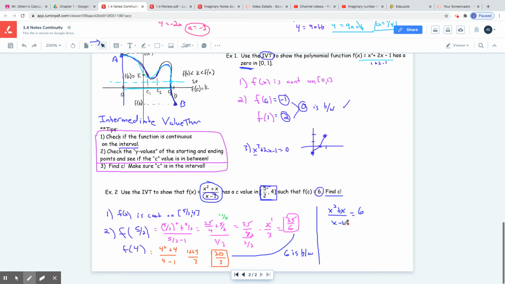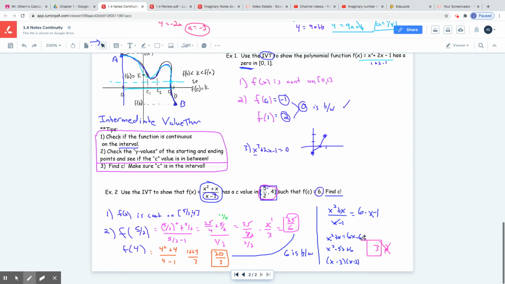All right, so if I multiply both sides by x minus 1, that cancels out, and I get x squared plus x equals 6x minus 6. Set it equal to 0: x squared minus 5x plus 6. And I factor that, and I get x minus 3, x minus 2. So I have two possible answers: 3 and 2. Go back and check the interval. Which one of those is not on the interval? 2 is less than 2.5, so it's not between 2.5 and 4. 3 is good. So the value is 3.